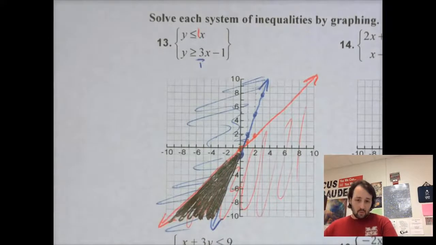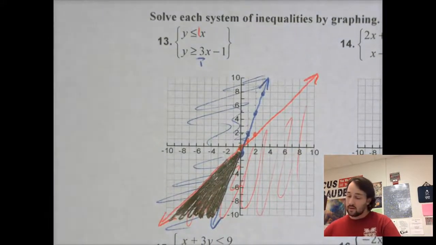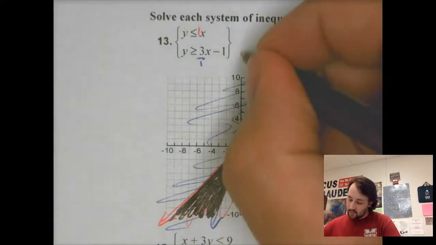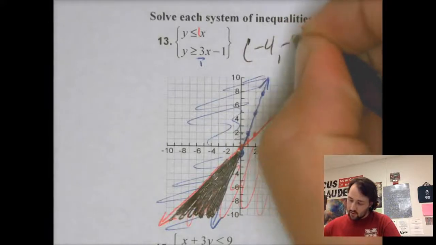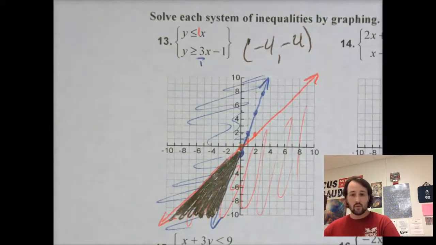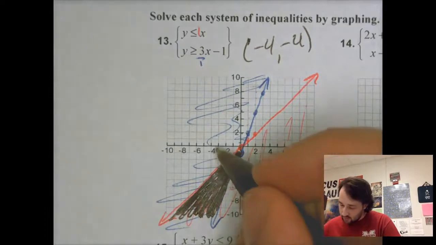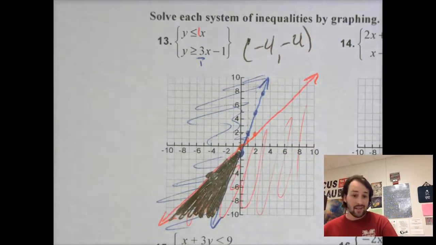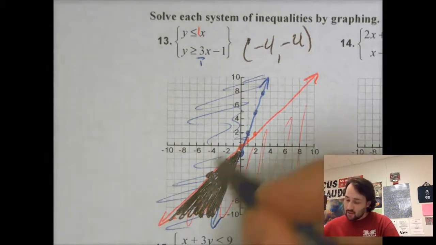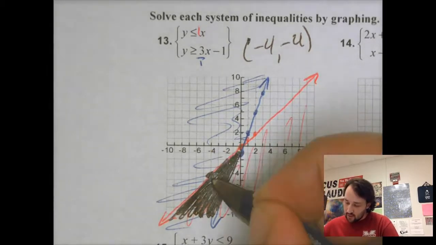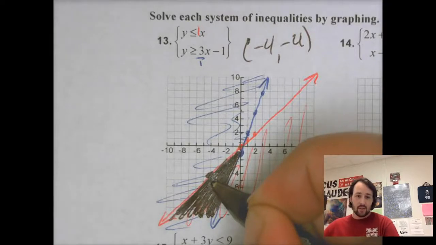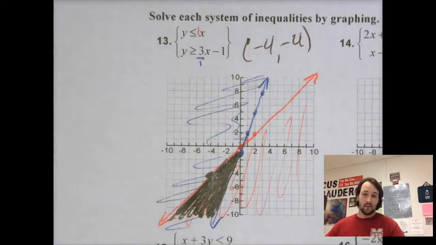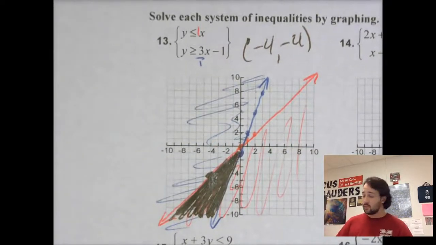So one of my points that would be in the solution set, as it's called, is I could have -4, -4. That would work for both equations. So we have -4, -4, it's right there on the line. I could even have -4, -5, because if I go to -4, -5, it's in my shaded region, so therefore it is a point that's actually possible with these two equations.